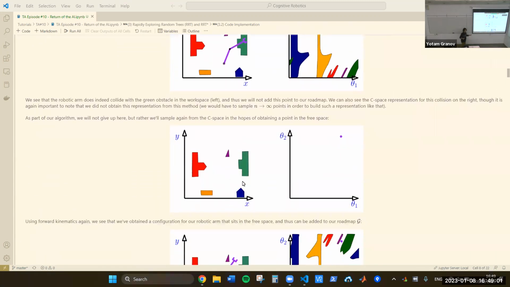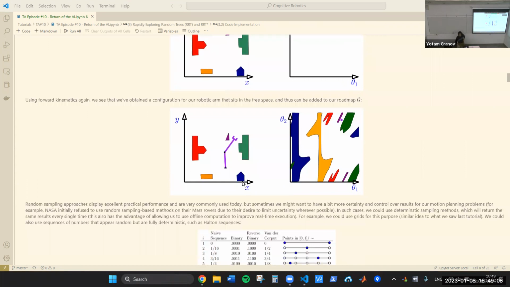Again, we only want to sample points that are in the free space. So we'll try again, we'll sample another point. This one just happens not to be too far away. And luckily this time we sample a point that's in the free space. So now we see that the arm doesn't collide with anything. And here in the C space, we can see if we had represented it explicitly, there would be no collisions there either.